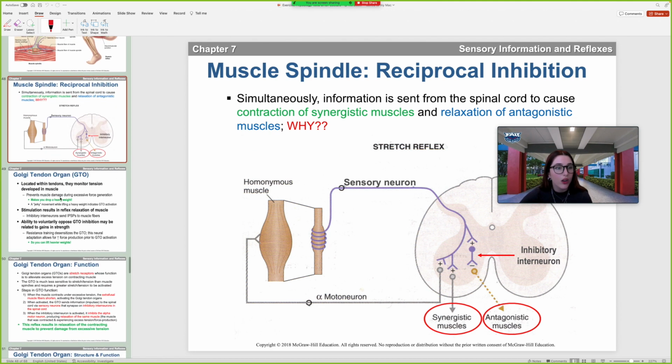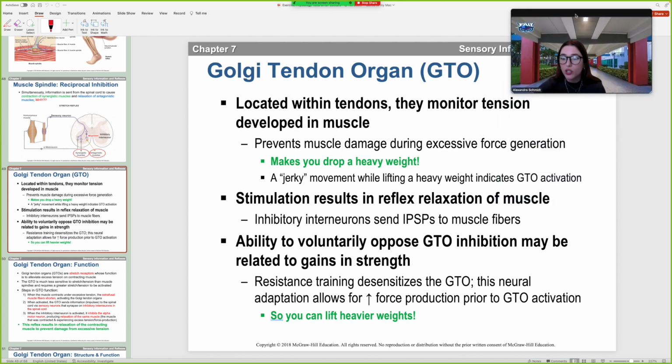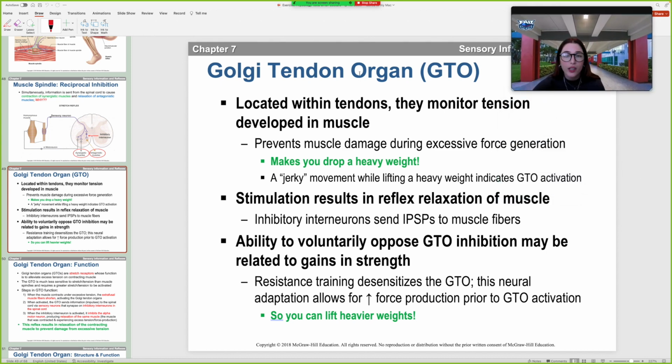Okay, now we also have what's called the Golgi tendon organ, or the GTO. The GTO is located within the tendons, and they monitor tension within the muscle, so how hard the muscle is contracting. This prevents muscle damage during excessive force generation, right? So this prevents us from generating so much force that we damage our muscles, that we rip them off. If we didn't have something to slow that down, then theoretically we could generate so much force that we damage our own bodies, okay? So the GTO prevents that from happening.